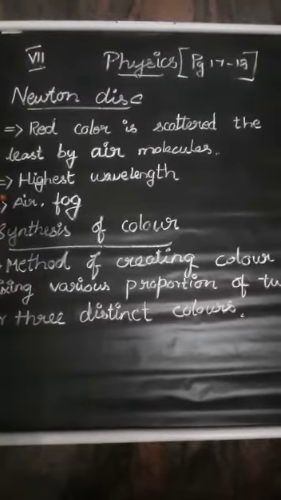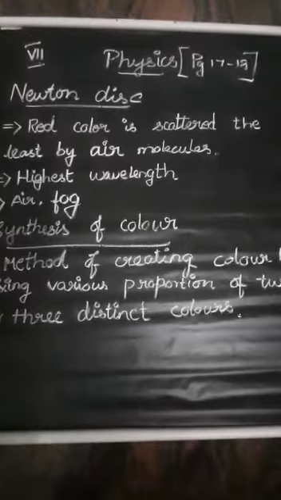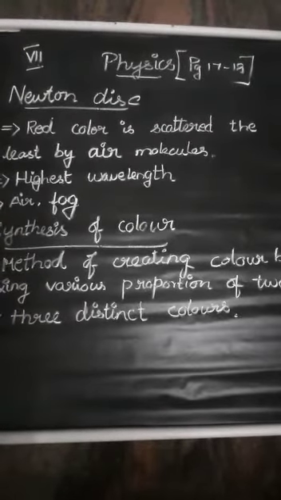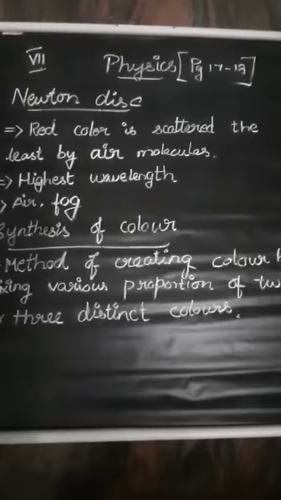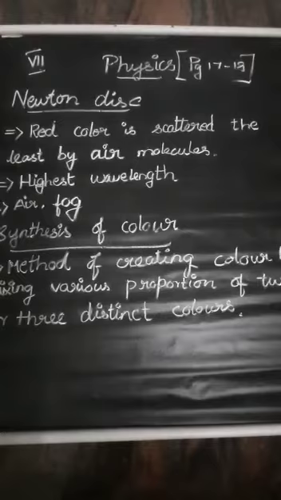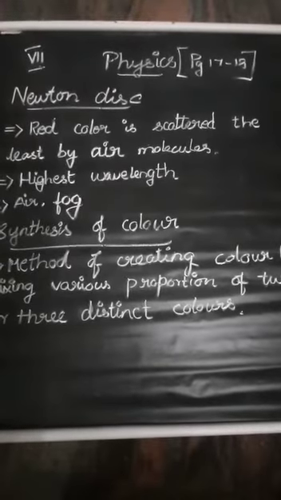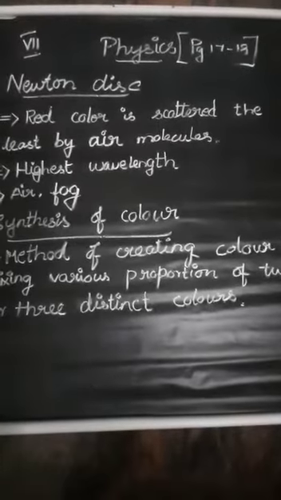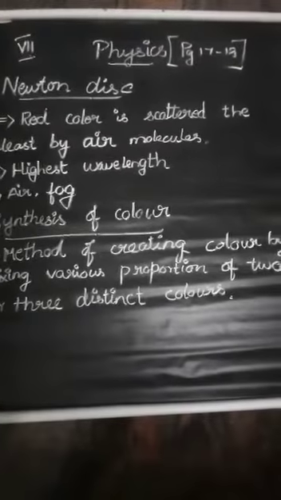So likewise the Newton disk. Newton suggested the process of mixing different colors to make a white color by setting up an arrangement, that is a CD. This experiment you all did in the science exhibition also. The disc is a cardboard disc with seven equal colors that we have to take. Any 7 colors you have to take.